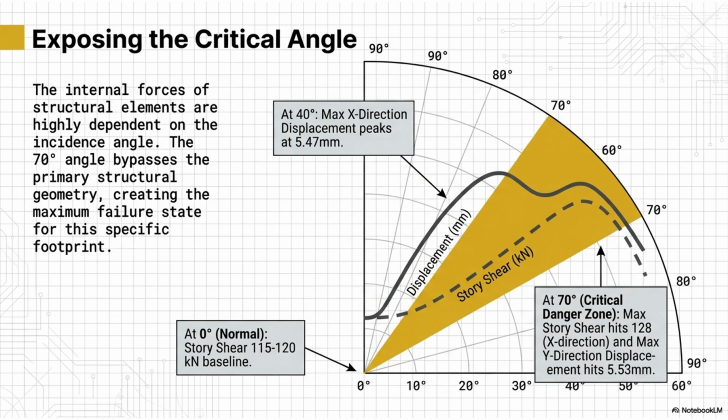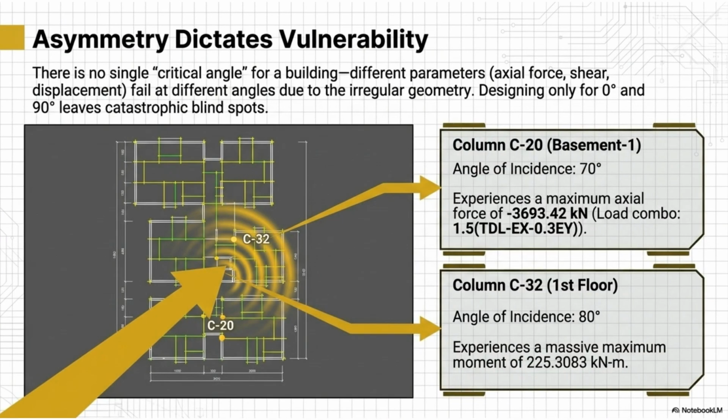In this example, the 70-degree angle bypasses the primary structural geometry, causing a significant increase in story shear and displacement. Asymmetry dictates vulnerability. There isn't one single critical angle for a building. Different elements fail at different angles. Designing only for 0 and 90 degrees leaves catastrophic blind spots, as seen with columns C20 and C32.